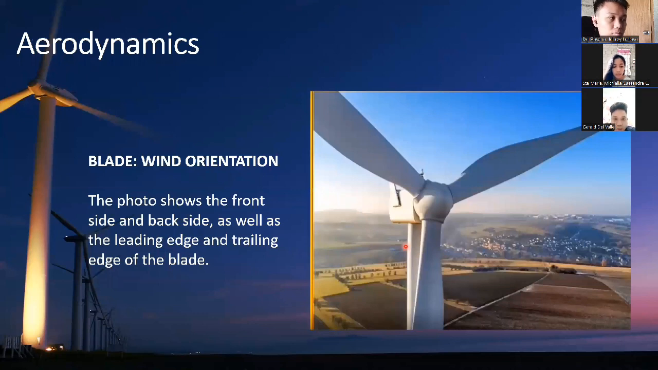So, ito po yung blade wind orientation. The photo shows the front side and back side as well as the leading edge and trailing edge of the blade. So ito yung example ng wind orientation.